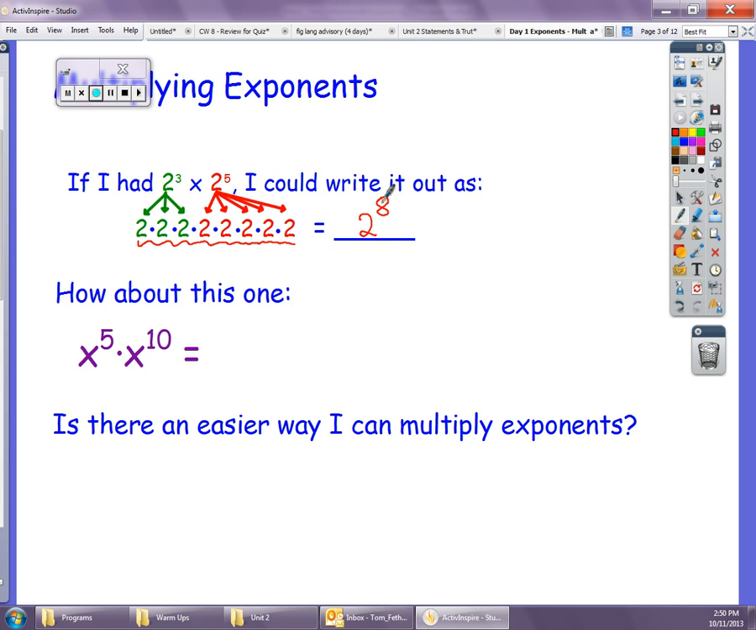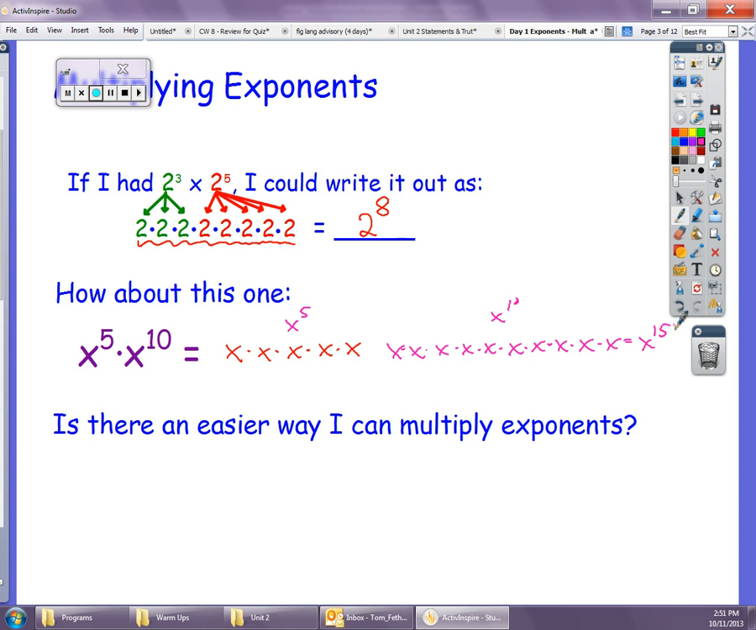So how about this one? Well, x to the fifth is x times x times x times x times x. And then x to the 10th is x times x times x, and so on up to 10. So now if we count these, this is x to the fifth and this is x to the 10th. Well, there's a total of 15 of these. So this is going to give me x to the 15th.